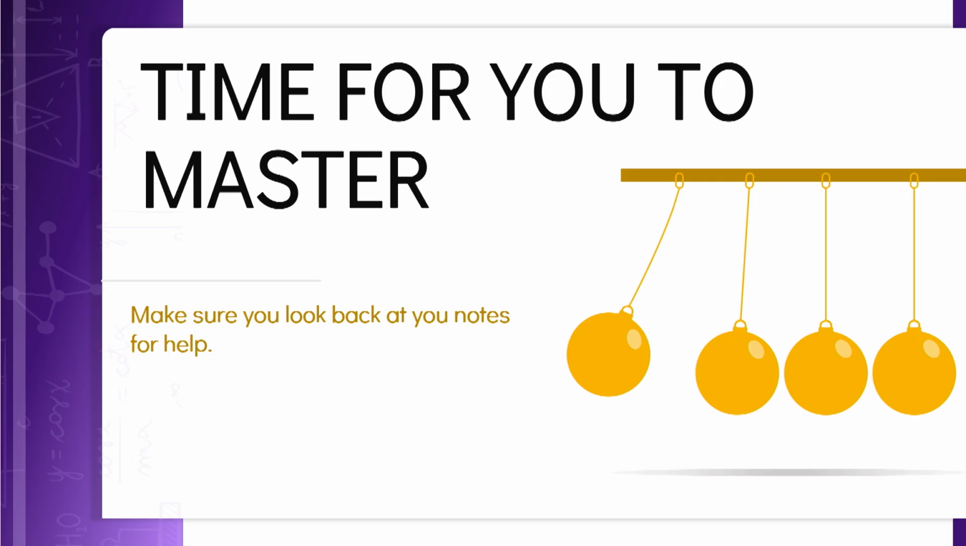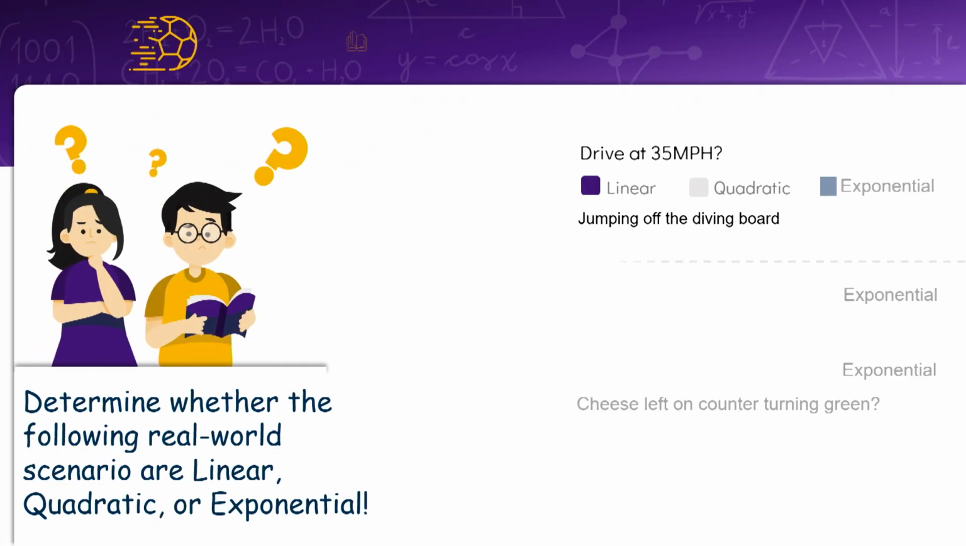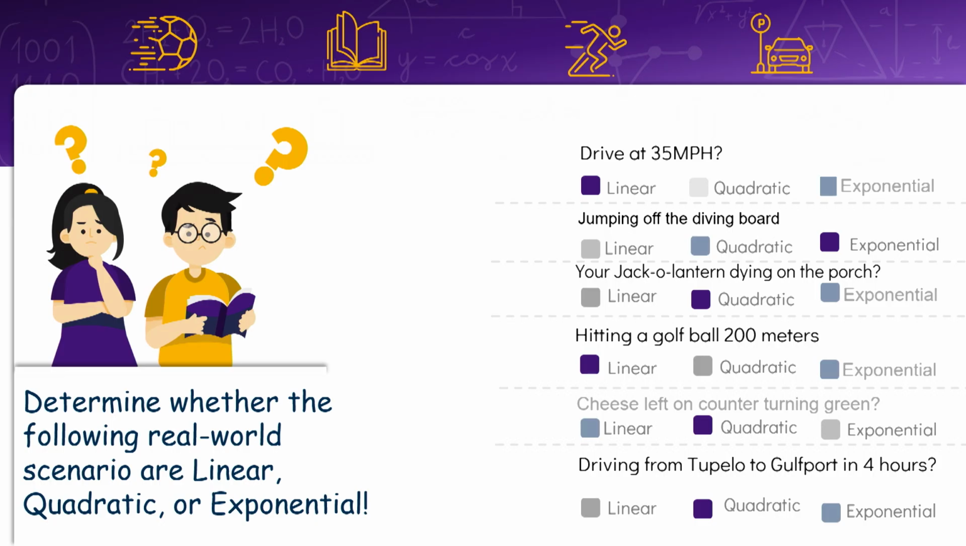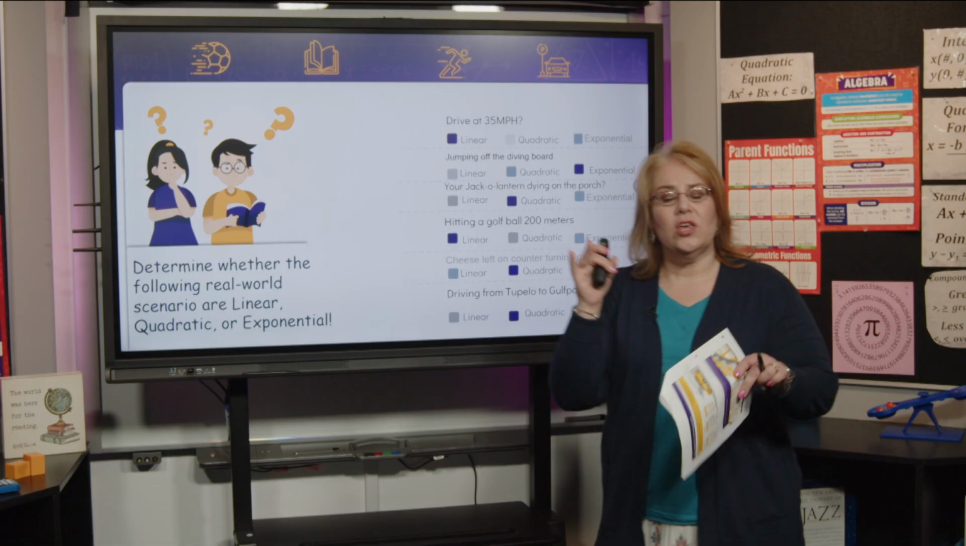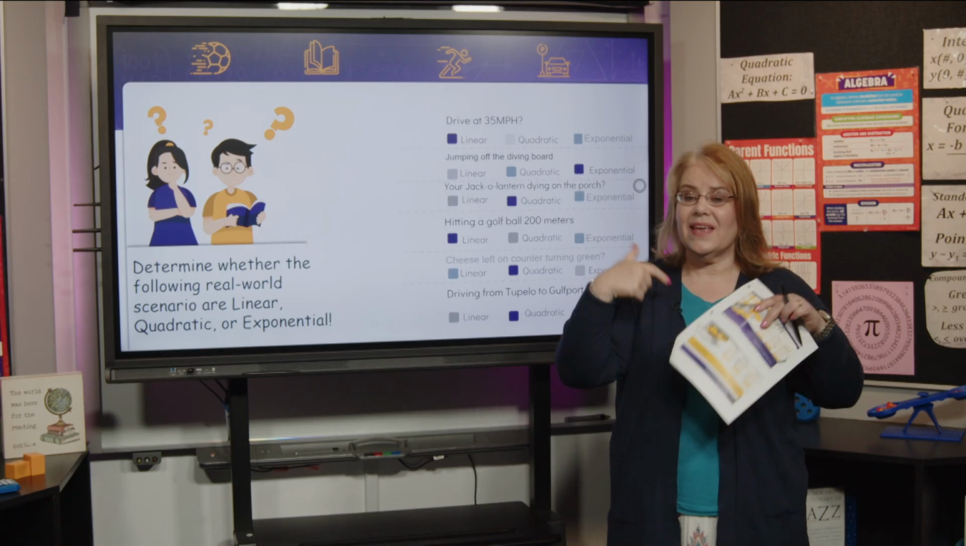Time for you to practice. Make sure that you look back at your notes for help. Make sure that you are looking and comparing what you've got. So here we go. It says determine whether the following real-world scenarios are linear, quadratic, or exponential. You've got driving at 35 miles an hour, jumping off the diving board, your jack-o'-lantern dying on the porch, hitting a golf ball 200 meters, cheese left on the counter turning green, and driving from Tupelo to Gulfport in 4 hours. You and your table partner, go ahead and look at these, pick which one you think is what, then come back to me and we'll see what we got.